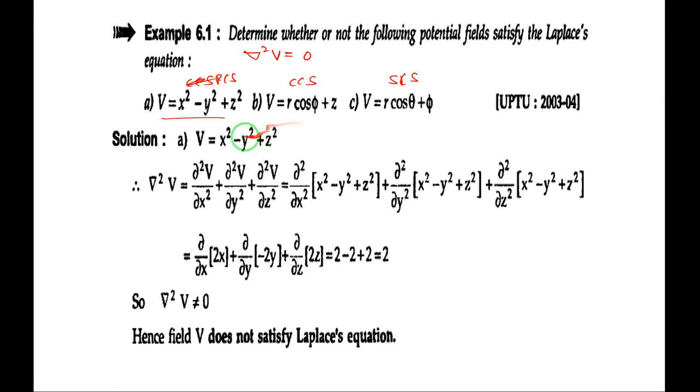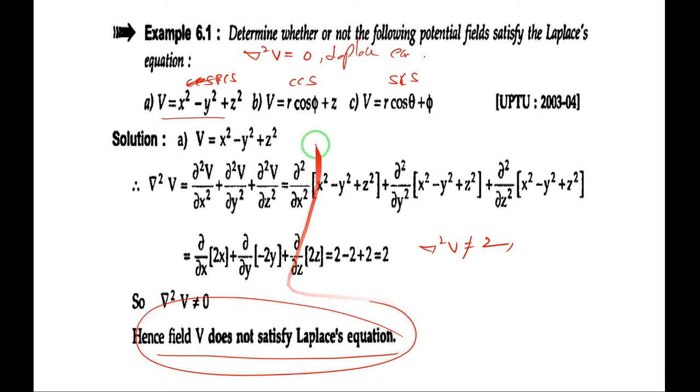Let me take up part A and explain it here. V is in Cartesian, and del square v equal to 0 is Laplace equation. So first find out del square v and check whether it is 0 or not. This is the Cartesian formula: dou square by dou x square of v plus dou square v by dou y square. After doing this we get 2, so del square v equal to 2. Since it is not equal to 0, v does not satisfy Laplace equation.